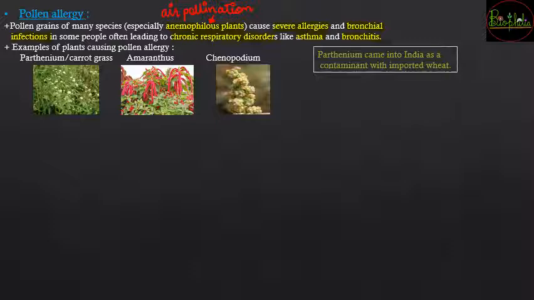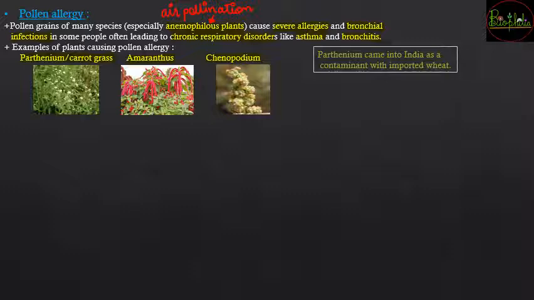तो यहाँ पे 3 एग्जाम्पल्स है, those can cause pollen allergy. पहला होता है पार्थेनियम, that can also be called as carrot grass. सेकेंड होता है amaranthus, और थर्ड है chenopodium. These are the plants which are going to cause pollen allergy.